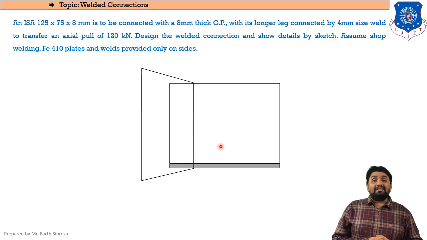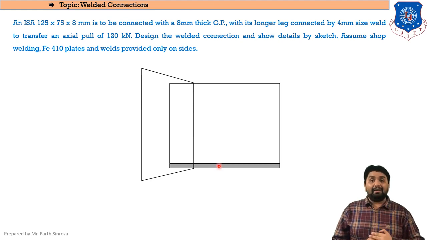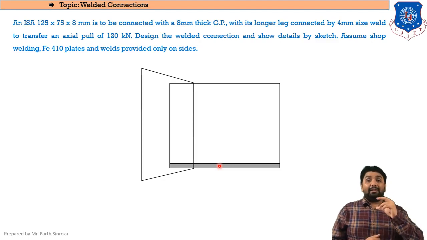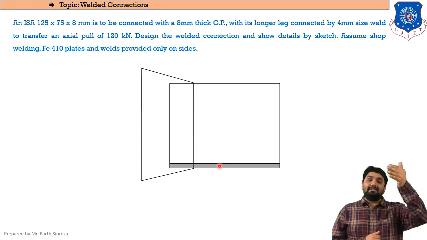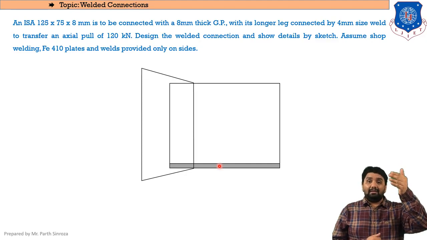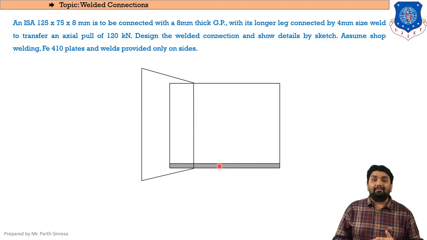Again, keep in mind, the CG of a rectangle is always at its center, having dimensions from the origin as b by 2 and d by 2. Clear? And as the dimensions are half, we are dividing the total length into two parts. That is, the upper side will get half of the length, and the lower side will get half of the length.